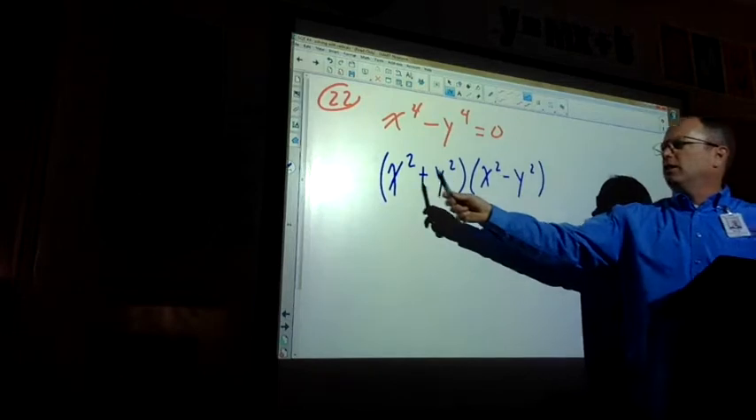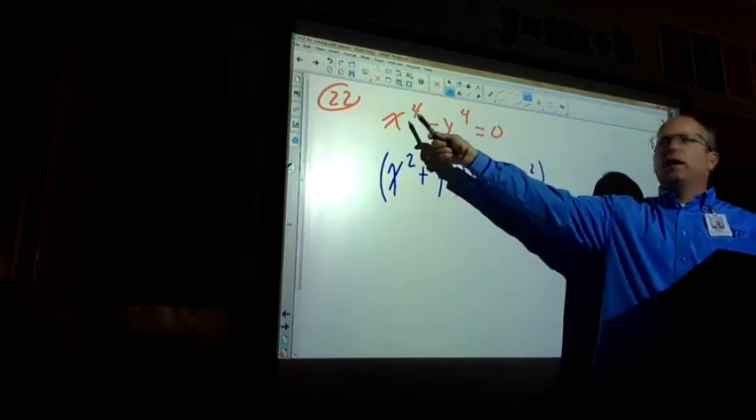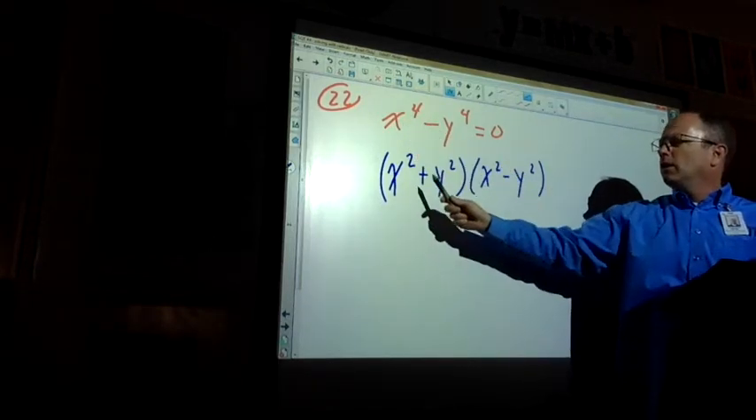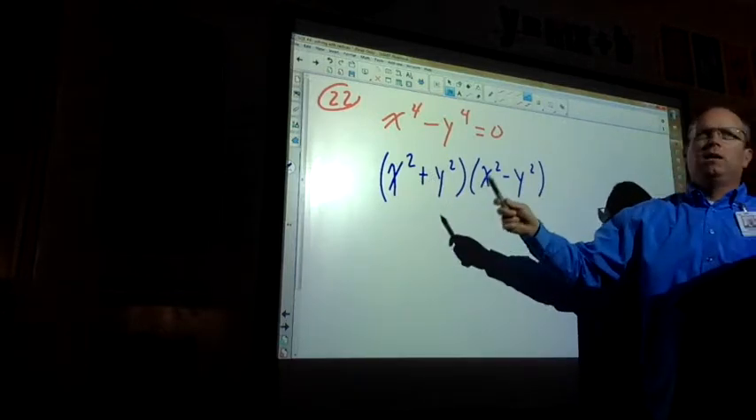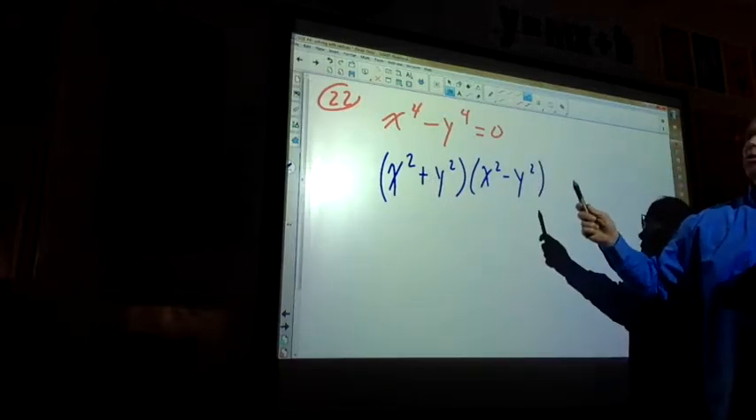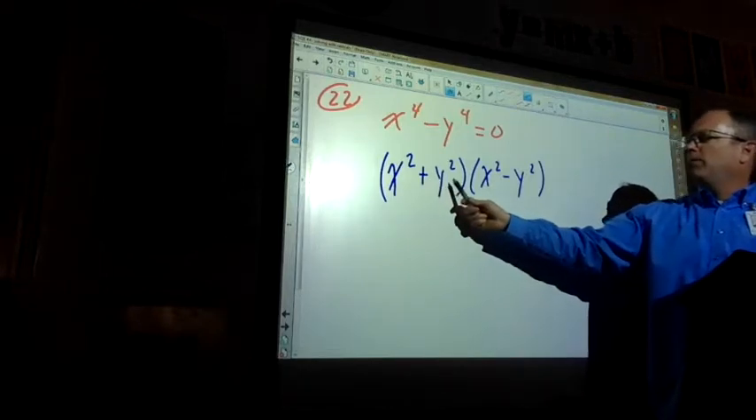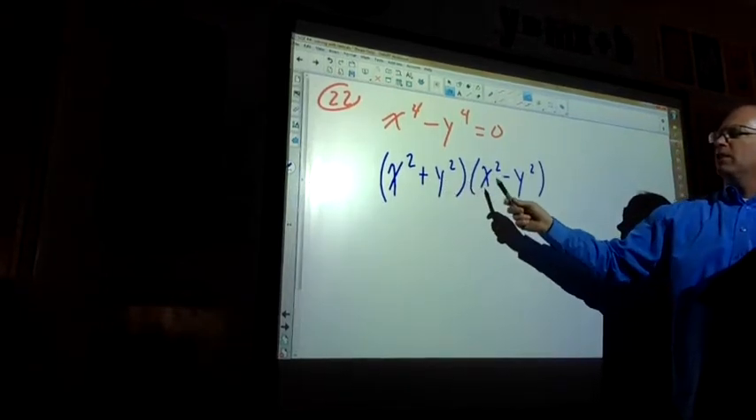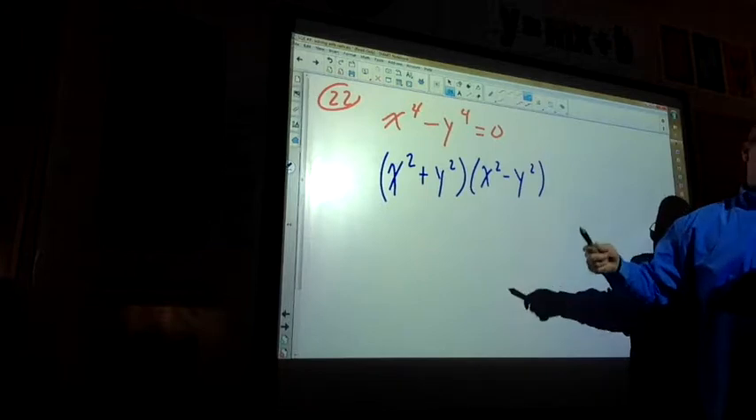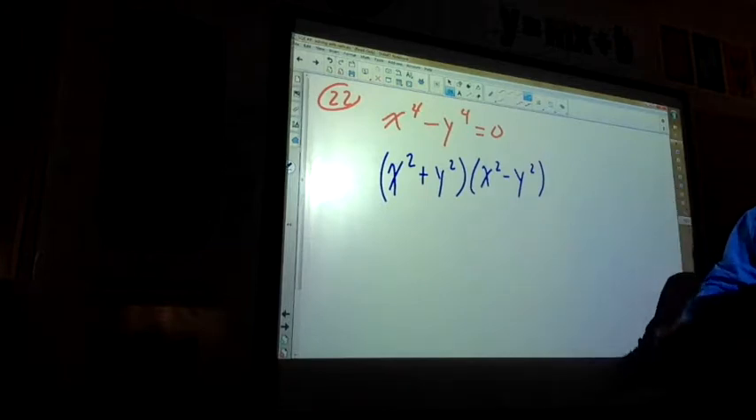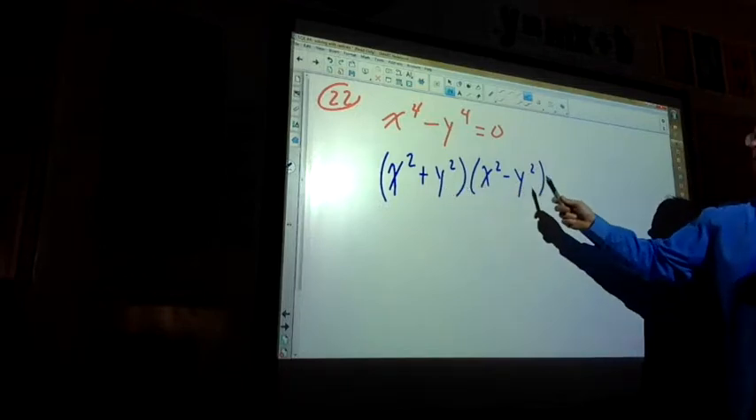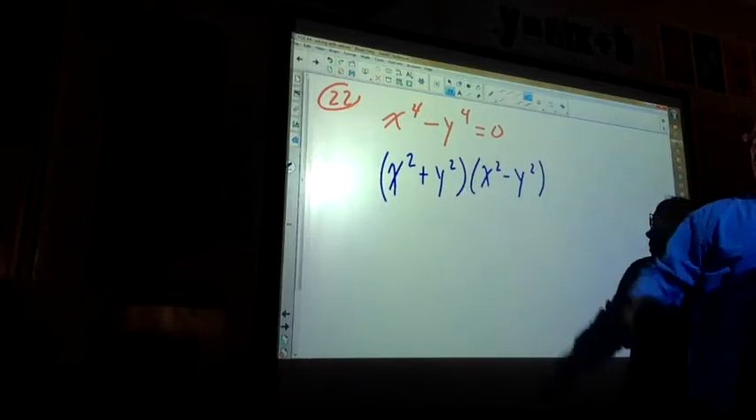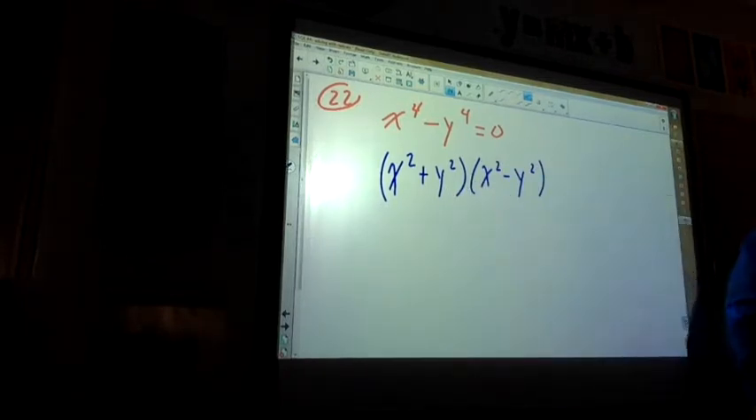Okay, so let's take a look at this. If I want x squared times x squared, I get x to the 4th. Agree? Outside, x squared times minus y squared is going to be negative x squared y squared. Inside, if I multiplied positive that, I'm going to get positive x squared y squared. So I had a negative x squared y squared and a positive x squared y squared. They cancel out. And then y squared times negative y squared is negative y to the 4th.